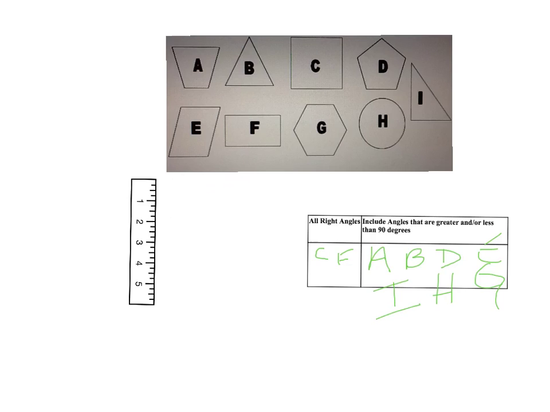And that's how you classify figures using different types of properties. You're going to move on to your next task. You have a choice from A or B. Look over both choices, choose carefully, and then after you do that task, you'll be ready to move on to your exit ticket. Have fun and good luck.